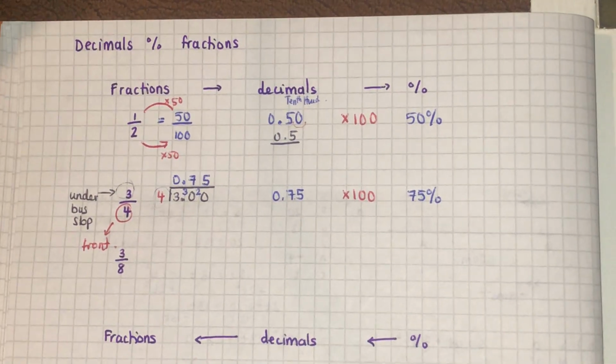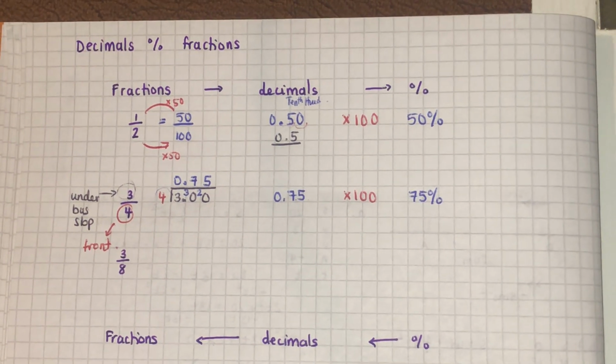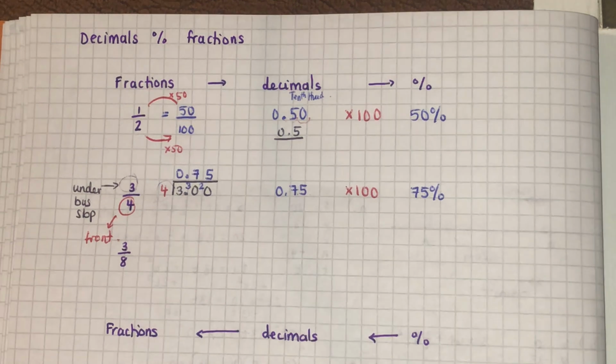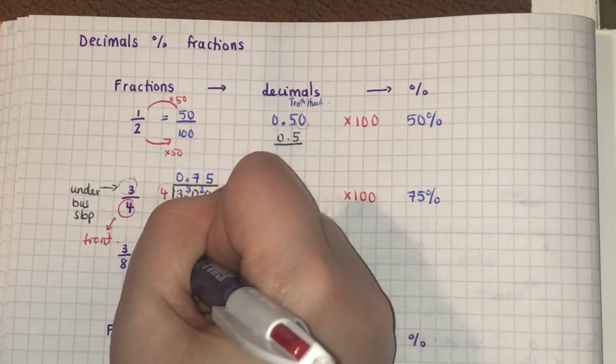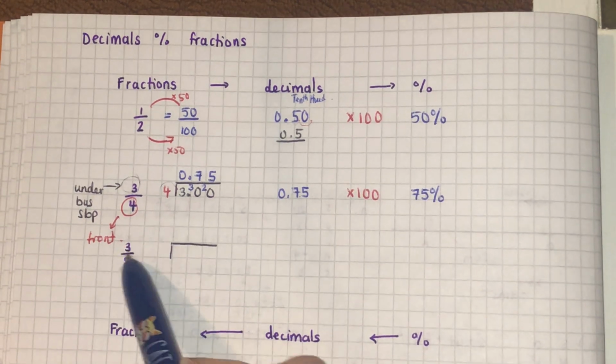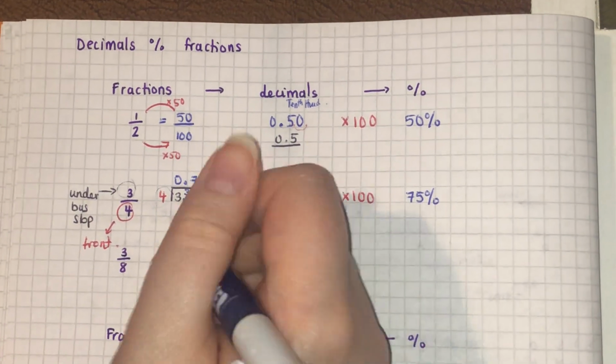So this method is really good for these ones because 8 doesn't go into 100 exactly. So we can't use the method at the top. We're going to have to use the bus stop. So again, the number at the top is the one that goes underneath the bus stop.